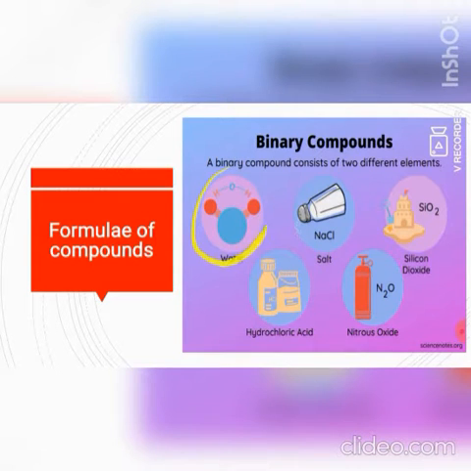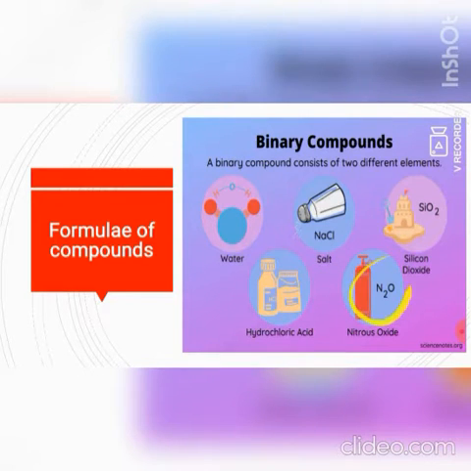For example, water. So in water, what are the two elements present? One is oxygen, another is hydrogen. Similarly, NaCl, which we call salt. Here two elements are present, that is sodium, Na, and chlorine, Cl. Similarly, silicon dioxide, here also two elements are present, one is silicon, another is oxygen. Hydrochloric acid, the formula is HCl. So here also two elements are present. One is hydrogen, another is chlorine.